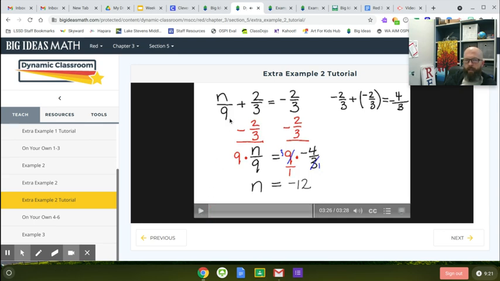All right, there you have it. This is how I would write it out as well. So you're going to subtract, bring everything down, and you end up with n is negative 12 at the end.